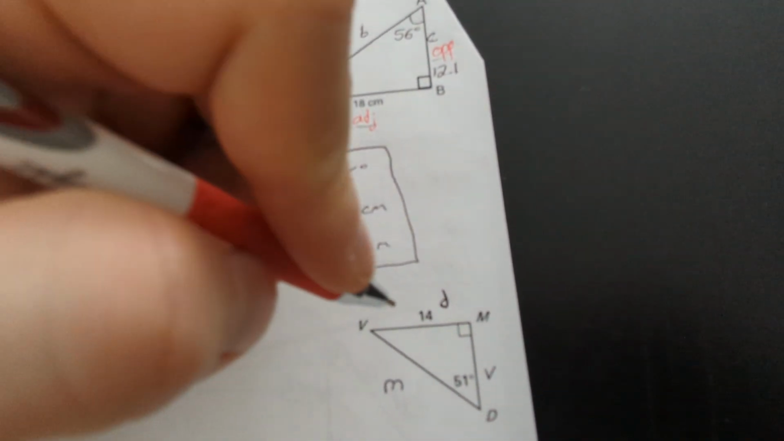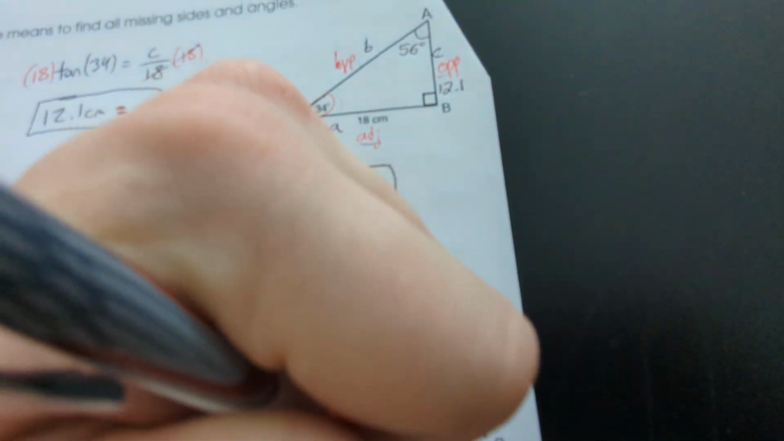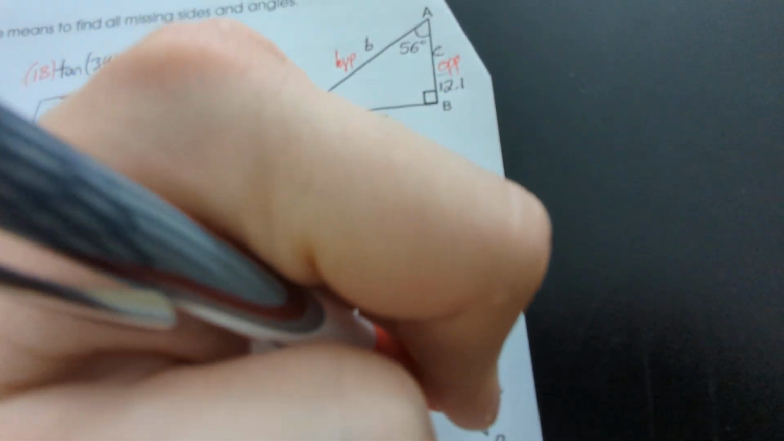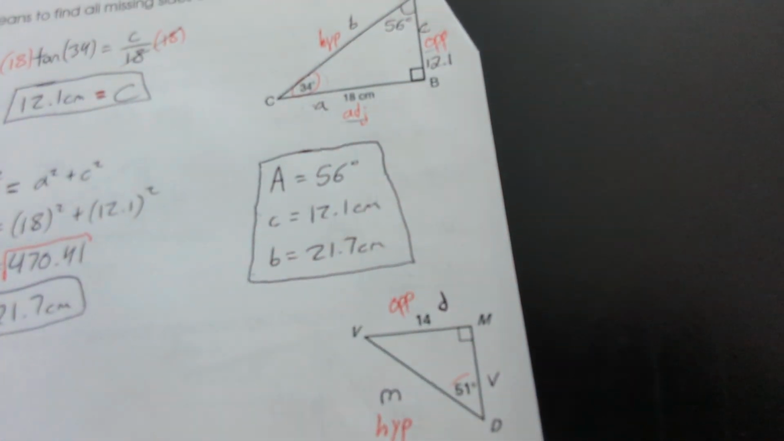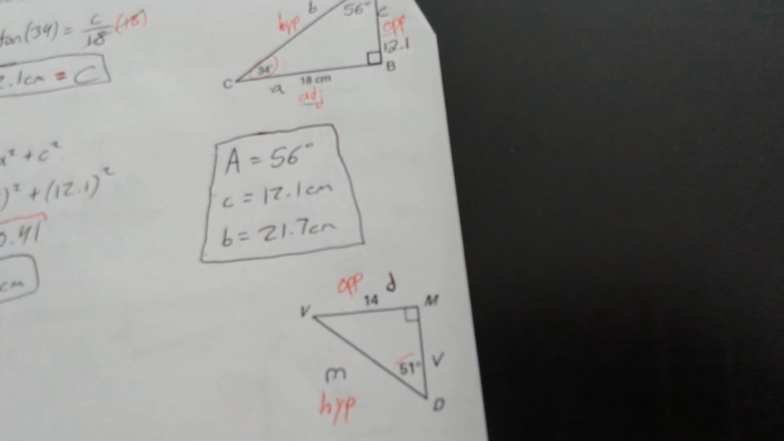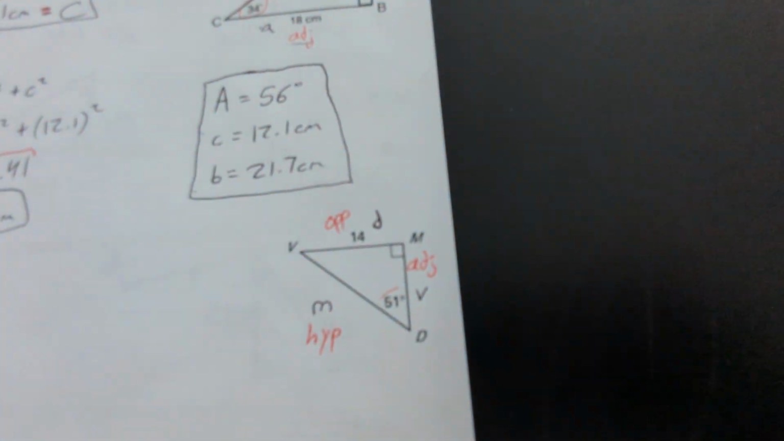And now we can label based on this angle that we know. So across from the right angle is hypotenuse. Across from the angle we know is opposite. There's a lot of labeling here, so we just want to make sure we're staying consistent so we don't get confused, right? So we have opposite, we have hypotenuse, and then our last side is adjacent.